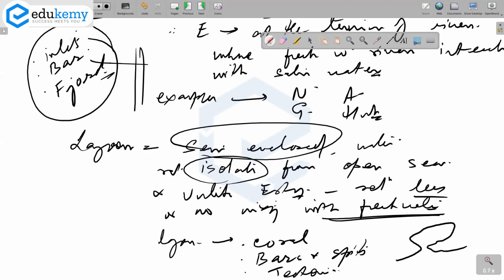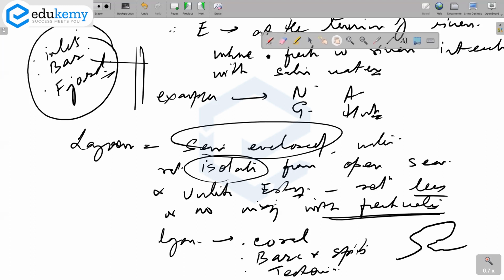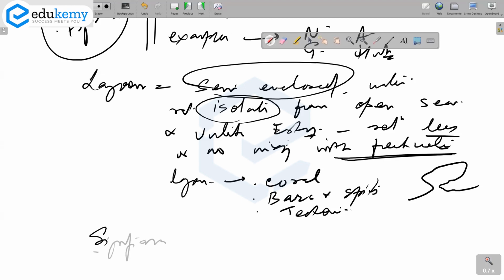It's bigger than a lagoon. It's something like that. So what are lagoons and what are estuaries? The main difference is that in estuaries fresh water mixing happens, whereas in the case of lagoons there is a lesser amount of fresh water mixing. And then you talk about the significance. Significance or conclusion you can put together.